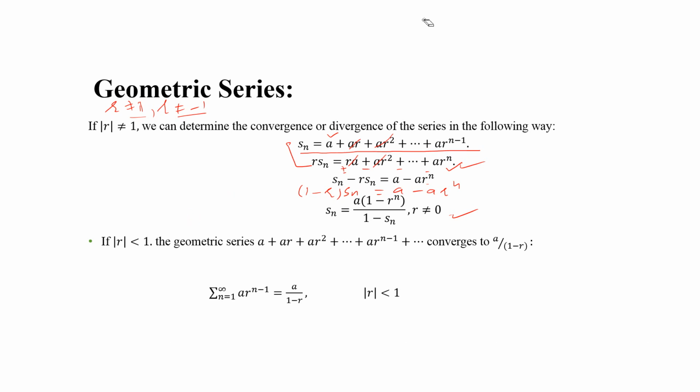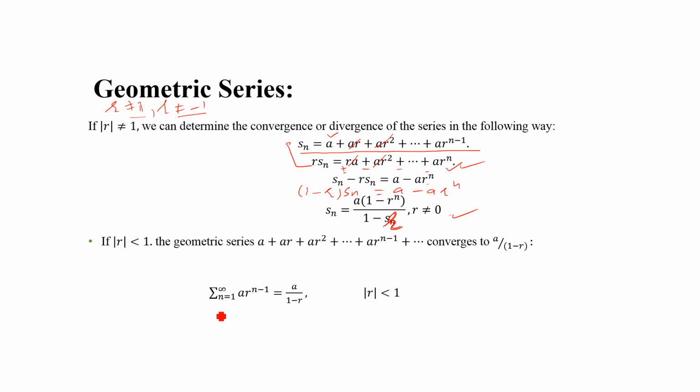Now there are two cases. If the absolute value of r is not equal to 1, then either |r| is less than 1 or |r| is greater than 1. If |r| is less than 1, the geometric series converges to a over 1 minus r. |r| less than 1 means as n approaches infinity, r^n approaches 0. So we have a over 1 minus r. Sorry, this was a mistake. We must have r here.